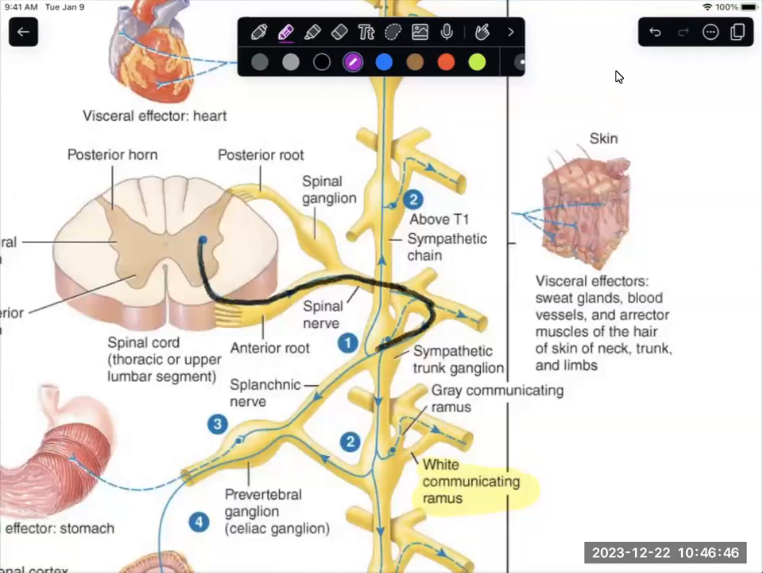Now there are different pathways these can go. This nerve can continue to another ganglion. It can travel up to a different ganglion, or it can leave that and go right back out on that spinal nerve. What it leaves on, if it's going right back to the spinal nerve, is the gray communicating ramus. It is gray because now we have unmyelinated axons. That's why it's gray.